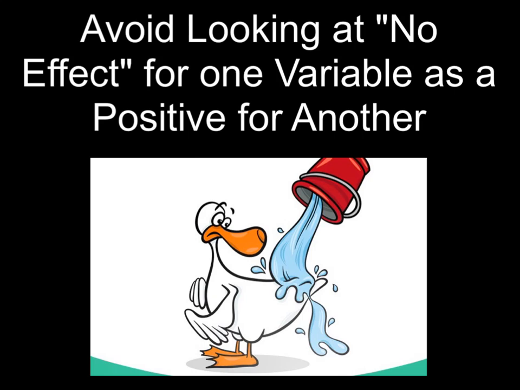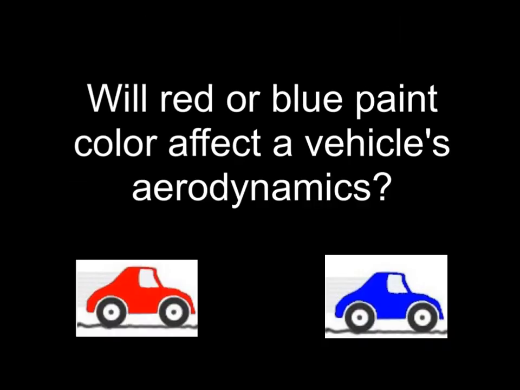When running an experiment, sometimes we interpret a negative result for one variable to be a positive result for the other. It is very important to avoid such logic, as it will often lead us to incorrect conclusions. For example, say we are testing to see if red or blue paint is better for the aerodynamics of a vehicle due to the differences in the wavelengths of light they absorb.